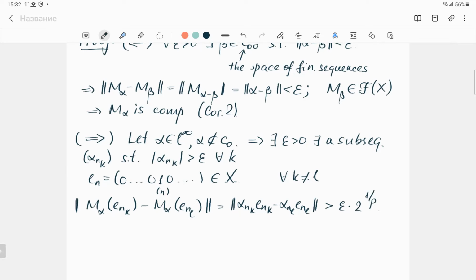So we see that the image of the unit ball contains an infinite sequence of elements such that their pairwise distances are bounded away from zero. We know that this means exactly that the image of the unit ball is not totally bounded.